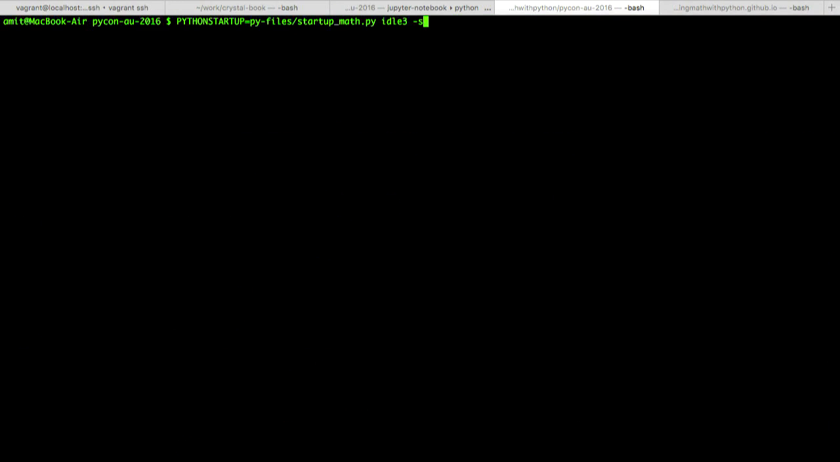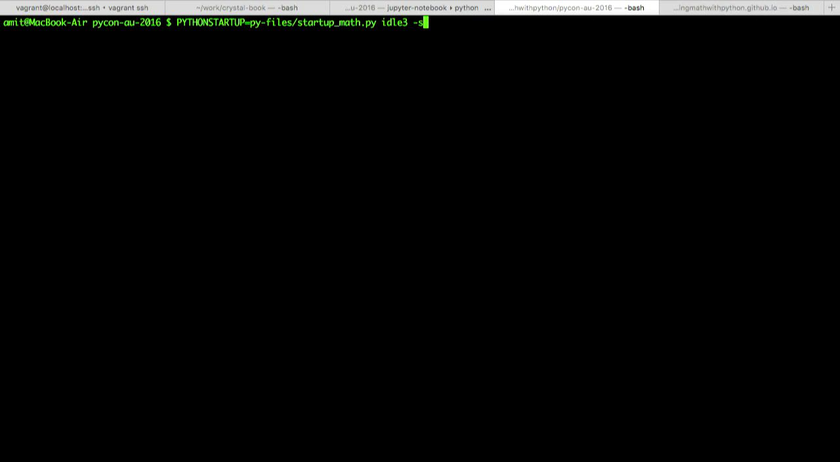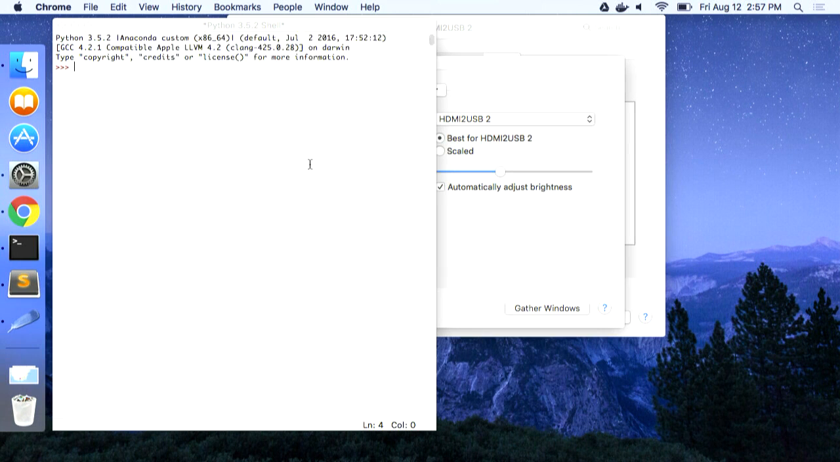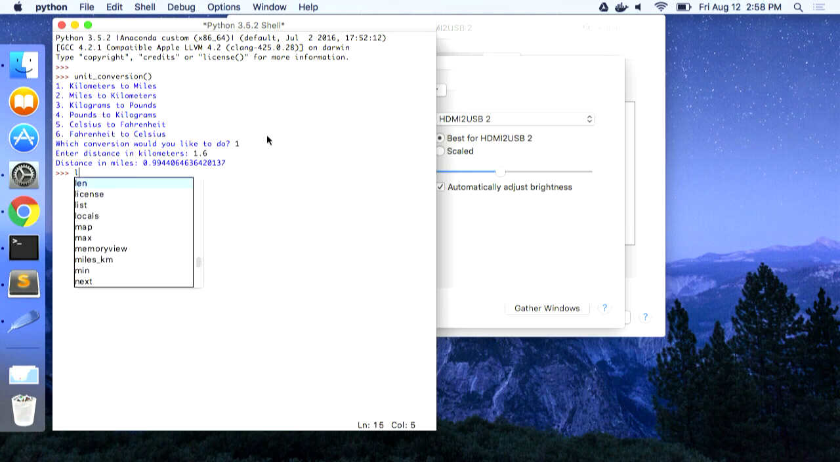here I'm using, I don't know how much of it is visible. So I'm starting the IDLE editor. IDLE 3 is the Python 3 version, of course. And I'm just specifying this file, which has some of my functions defined. So when I start the interpreter now, I have this function which is in that file. It's just a simple basic unit conversion function. So when I start the Python interpreter, I have all these custom functions ready for me to use. So I can basically say, okay, what do I want to do? And similarly, I think I have another function defined, but anyway.